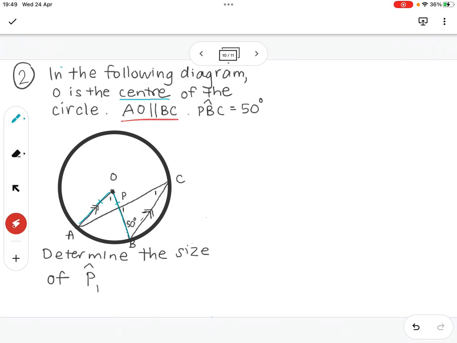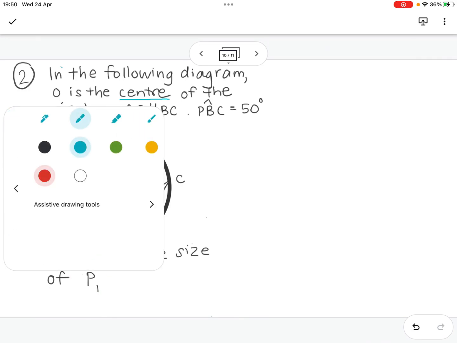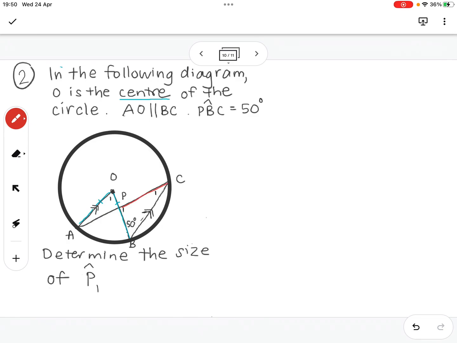It then also tells me that OA and BC are parallel. Those are marked in the diagram already. And angle PBC equals 50. All the given information is in the diagram, and we are asked to find angle P1. Can you see that angle P1 is sitting inside of a triangle? So the best course of action is most likely to use sum of angles in a triangle here. And I've already got one of the angles in this triangle. So if I can find C1, then I've got it.